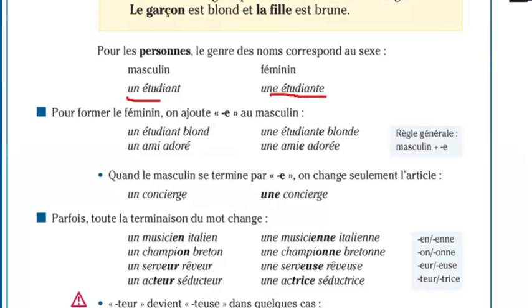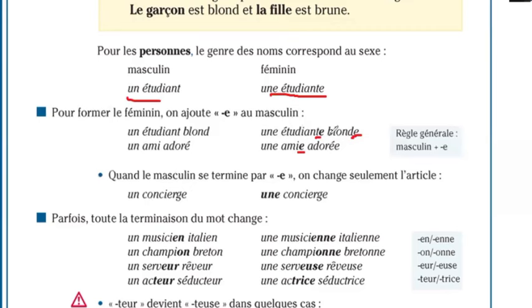You also find, as you look at these examples on your screen right now, that in this particular case, to form the feminine, all we did was to add an extra E to the masculine noun. We have E here for étudiant. We have E here for blonde. You have E here for ami.